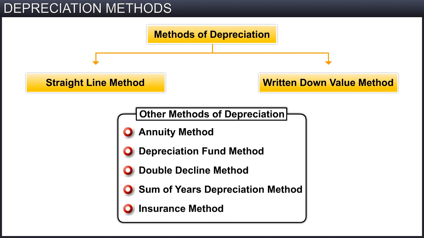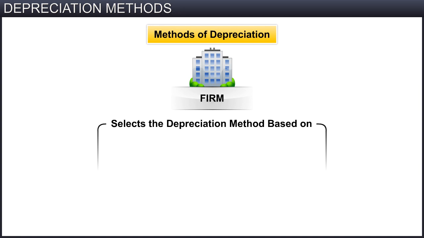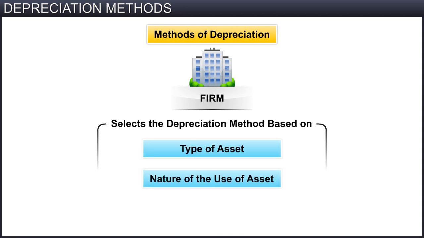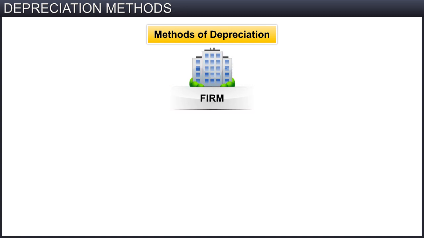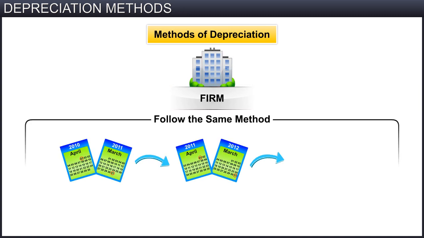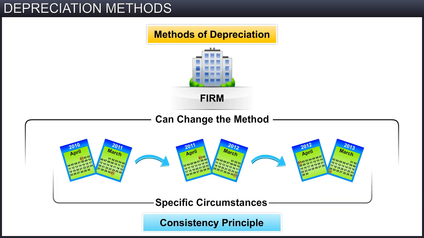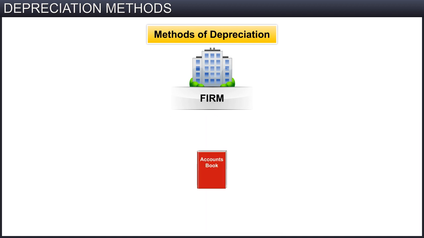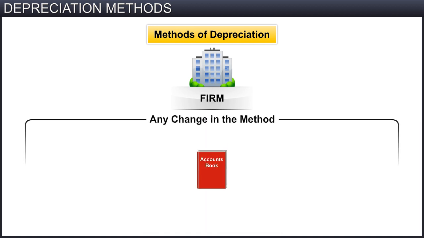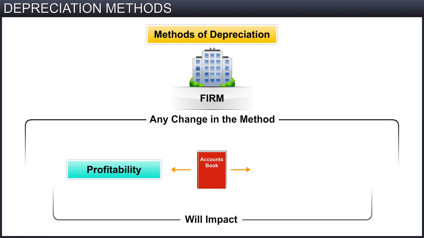Insurance Method. A firm selects the depreciation method based on the type of asset, nature of the use of such asset, and the circumstances prevailing in the business. Whatever method the firm applies, it should always follow the same method from one year to another, as per the consistency principle. A firm can change the method of depreciation only under specific circumstances, and the effect of such a change should be brought in the books of accounts. This is because any change in the method will impact the profitability and financial position of the business.